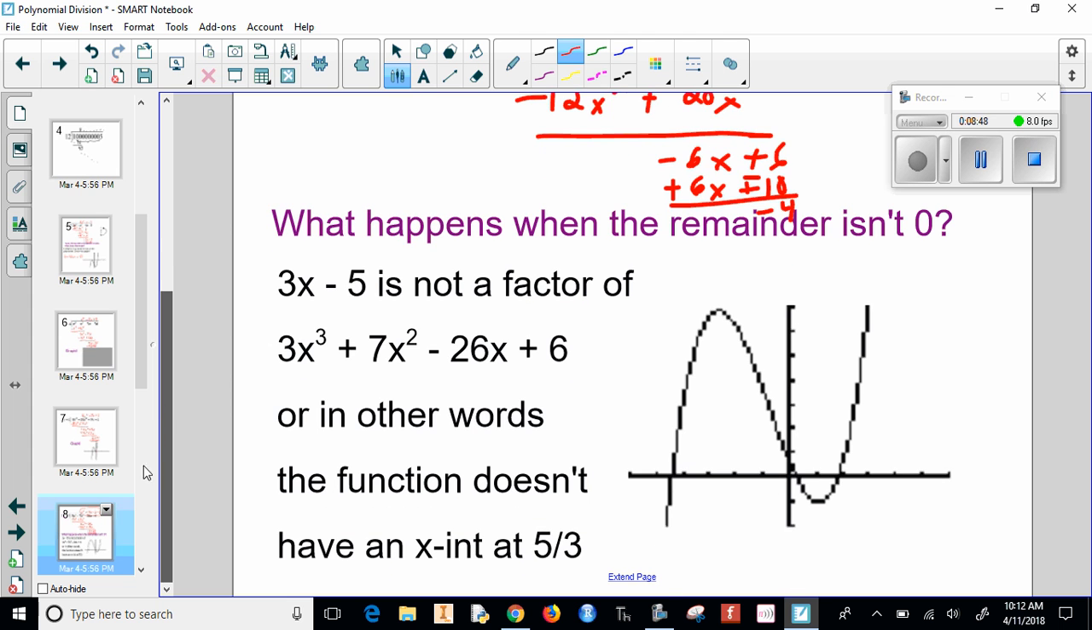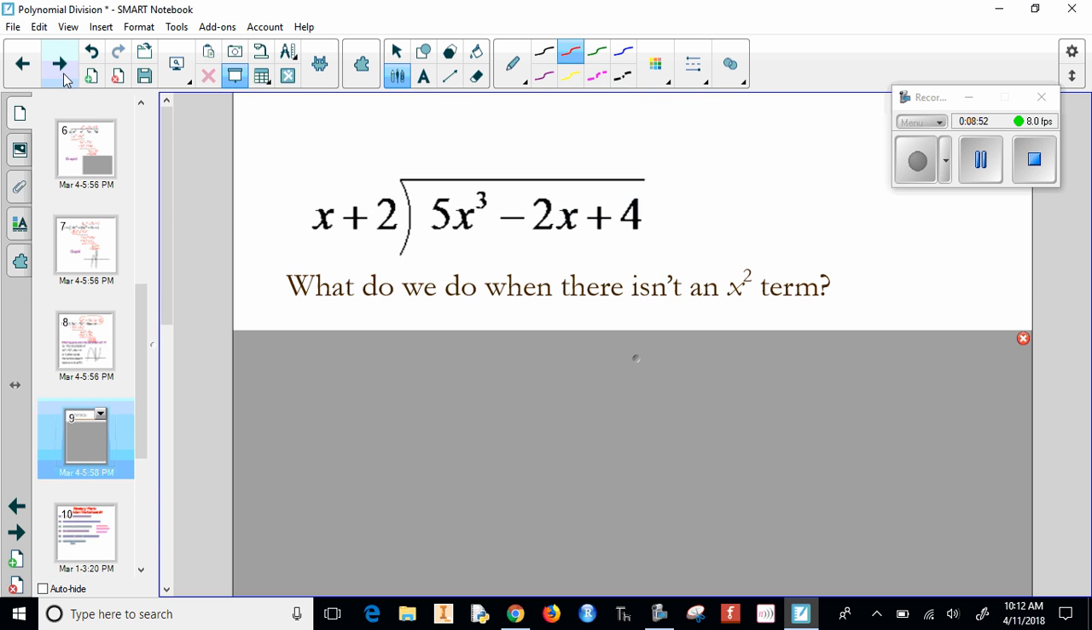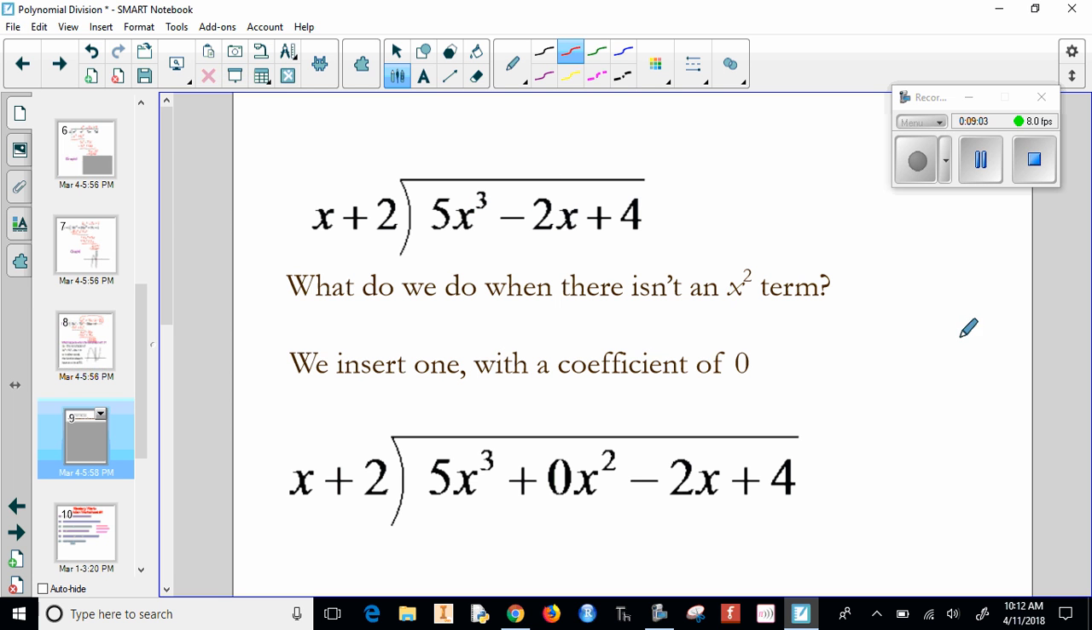All right. Now, the one thing I missed: if it doesn't have a term, each of the ones so far went down 1 degree each time. And if they're missing one, you just have to add in a plus 0x squared. So you fill in that spot just like our example in the beginning.